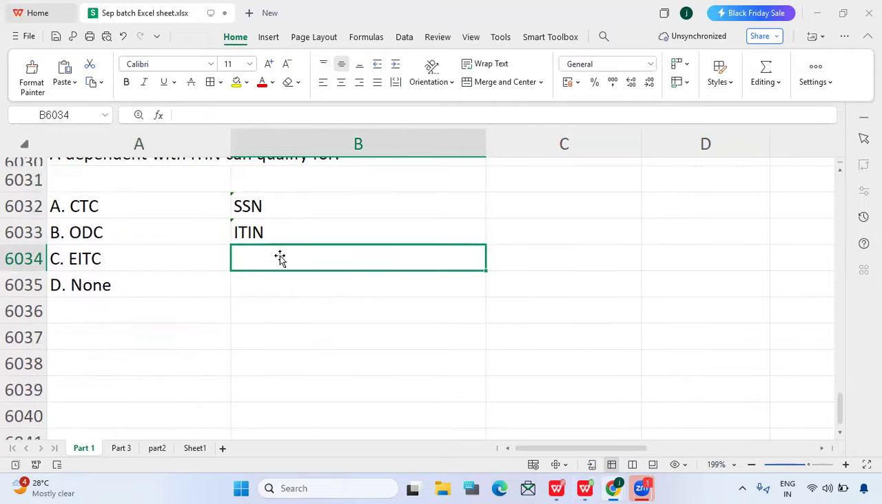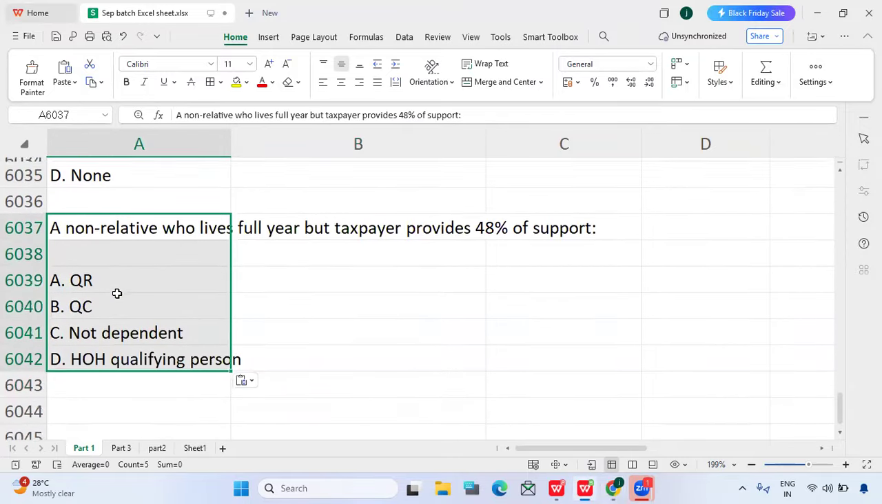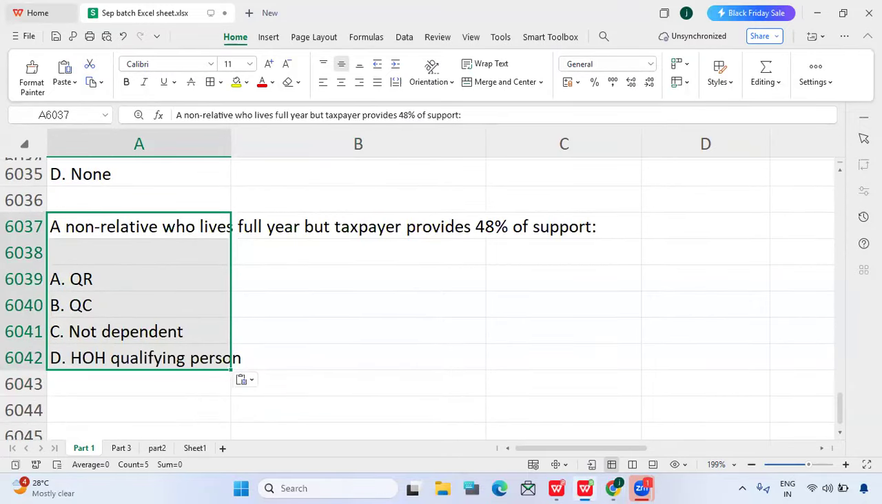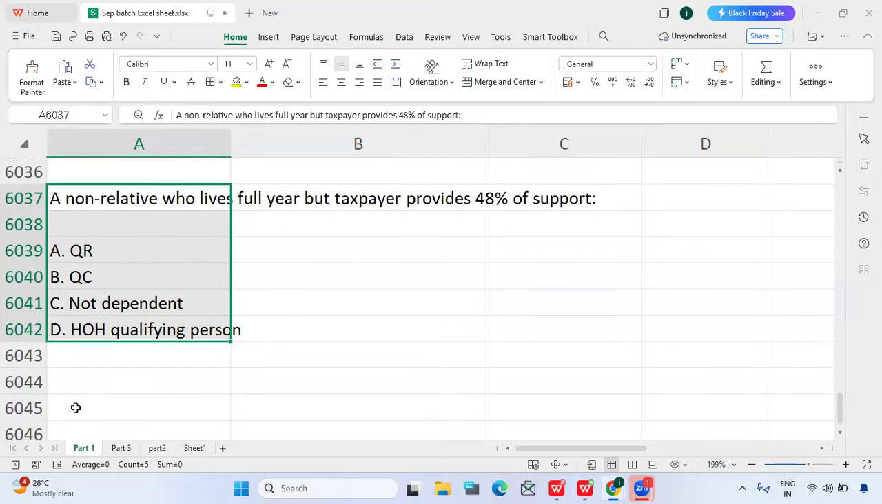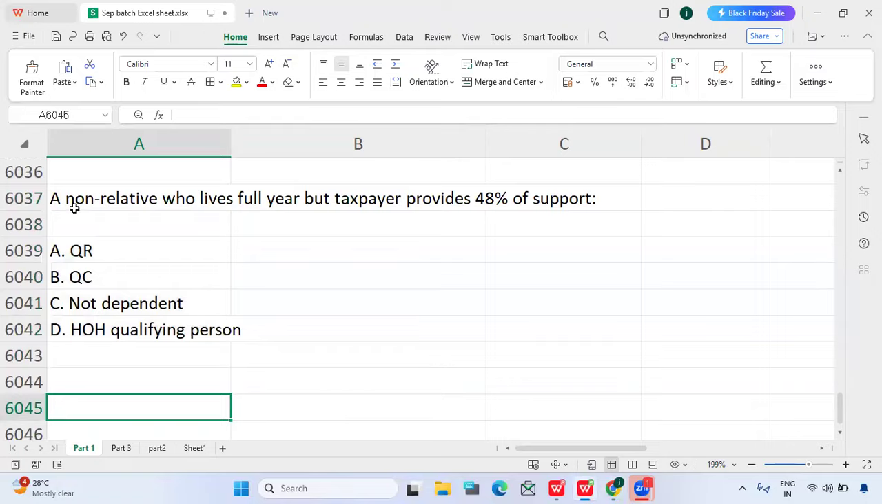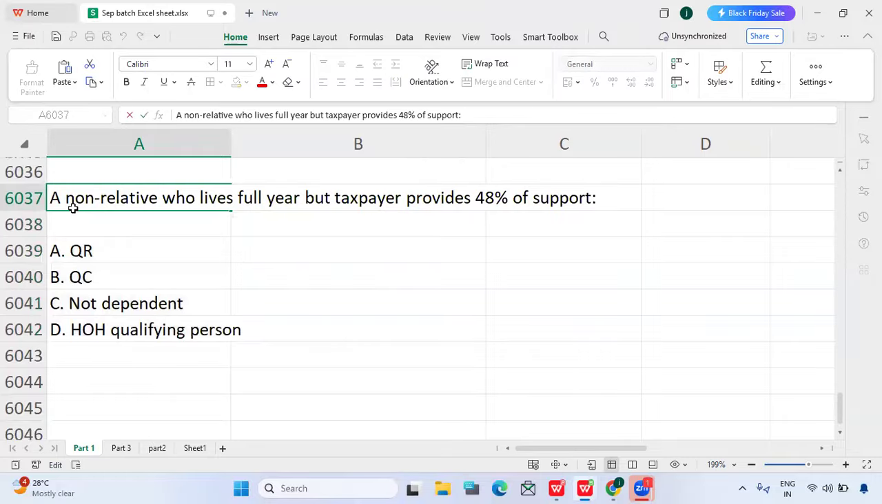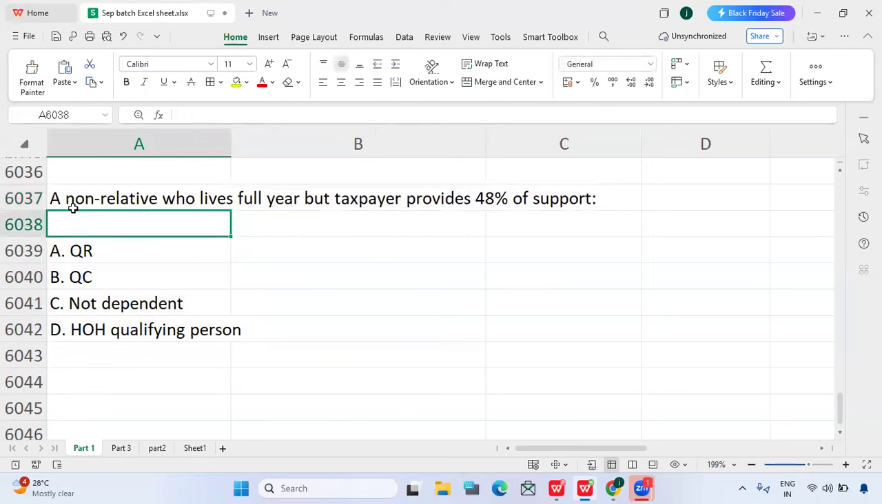A non-relative who lives the full year, but the taxpayer provides only 48% support. So can we consider them a qualifying relative? 48% support, guys. Quickly, what is the test? 50% support, 50% should be supported. Dependent or not a dependent? Not a dependent.